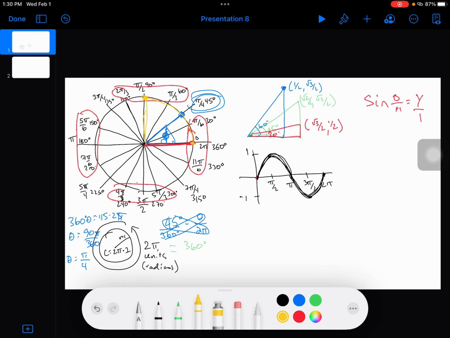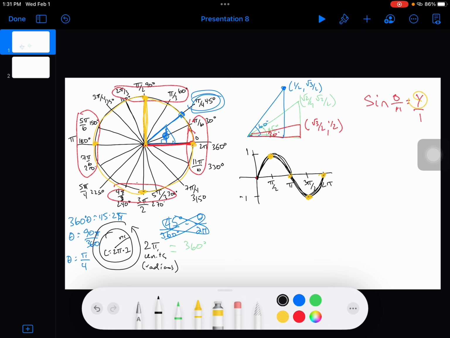Now at pi over 2, our y location is 1 and our x is 0. If y is 1, then at pi over 2, we should have a peak. Then back down to 0 when y is 0, again on the x-axis at pi, down to -1. Y is at -1 over here. And then back up to the start for that sine function.